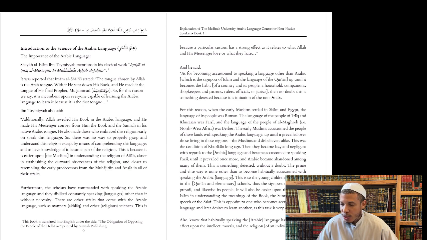For this reason, when the early Muslims settled in Sham and Egypt, the language of its people was Roman. The language of the people of Iraq and Khurasan was Farsi. And the language of the people of Al-Maghrib, which is Northwest Africa, was Berber. The early Muslims accustomed the people of those lands to speaking the Arabic language, up until it prevailed over those living in those regions, the Muslims and disbelievers alike.